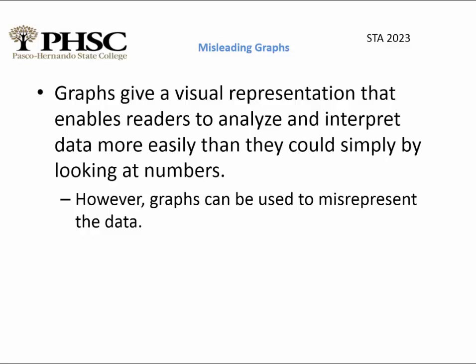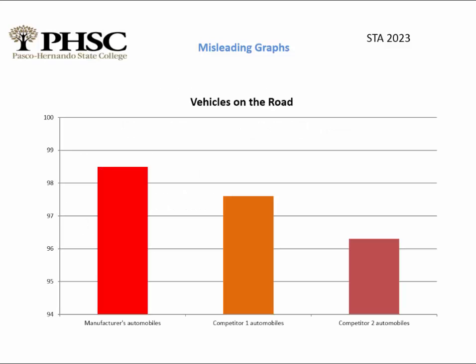Now, let's talk real quick about misleading graphs. Graphs give a visual representation that enables the reader to look at the data, analyze it, and make any interpretations that they want to. Now, a lot of times we get lied to by graphs. So here's one: vehicles on the road, manufacturer, competitor, and then competitor 2.